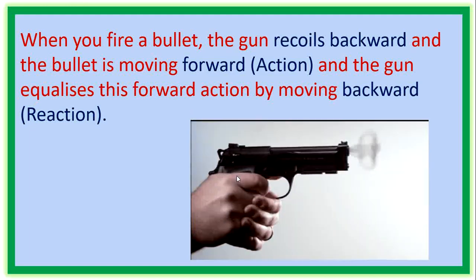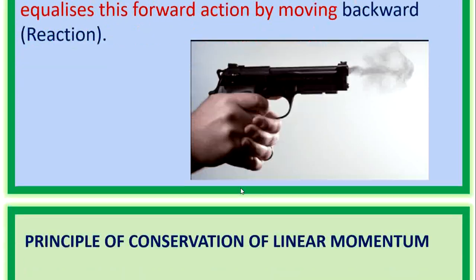When you fire a bullet, the gun recoils backward. See here, when a bullet is fired, the gun recoils backward and the bullet moves forward. So, the gun balances this forward action by moving backward. Here the bullet moving forward is the action, and the recoiling of the gun is the reaction.